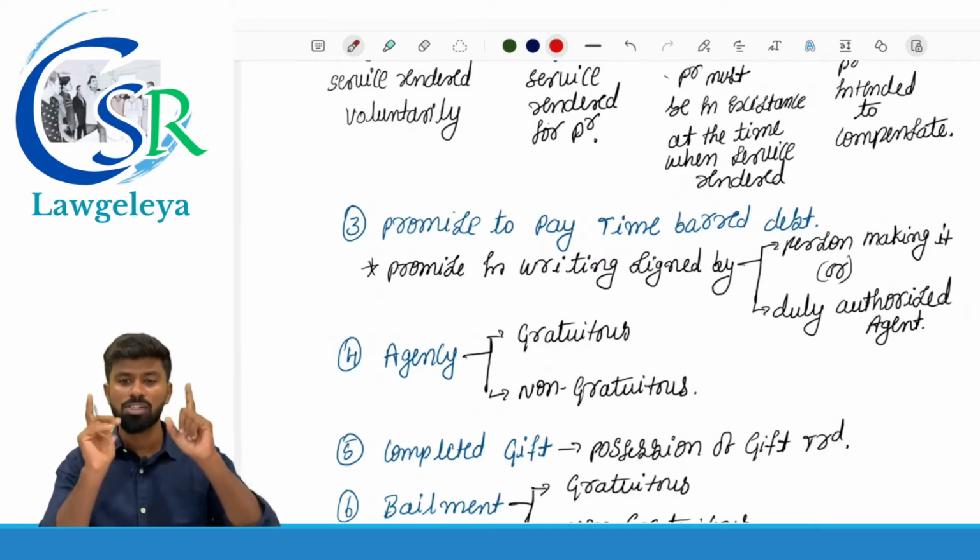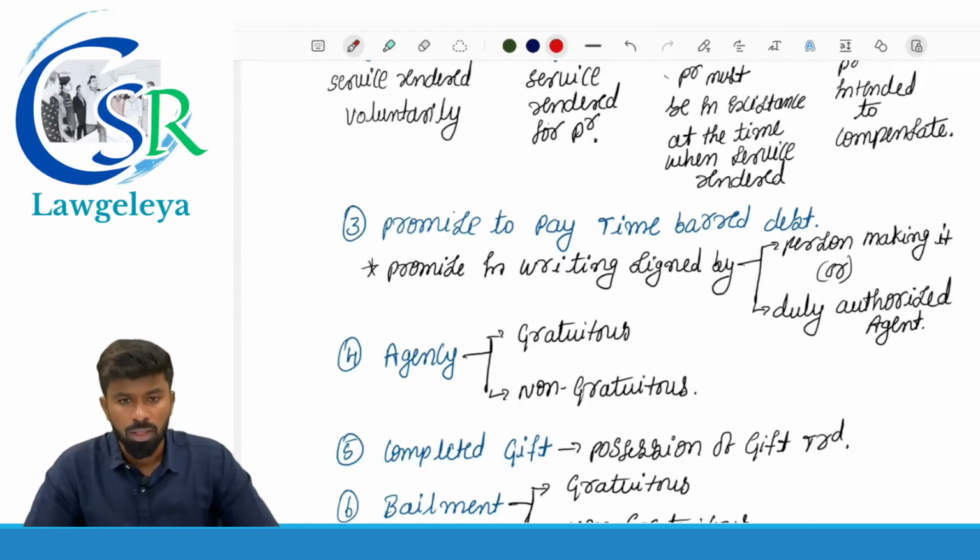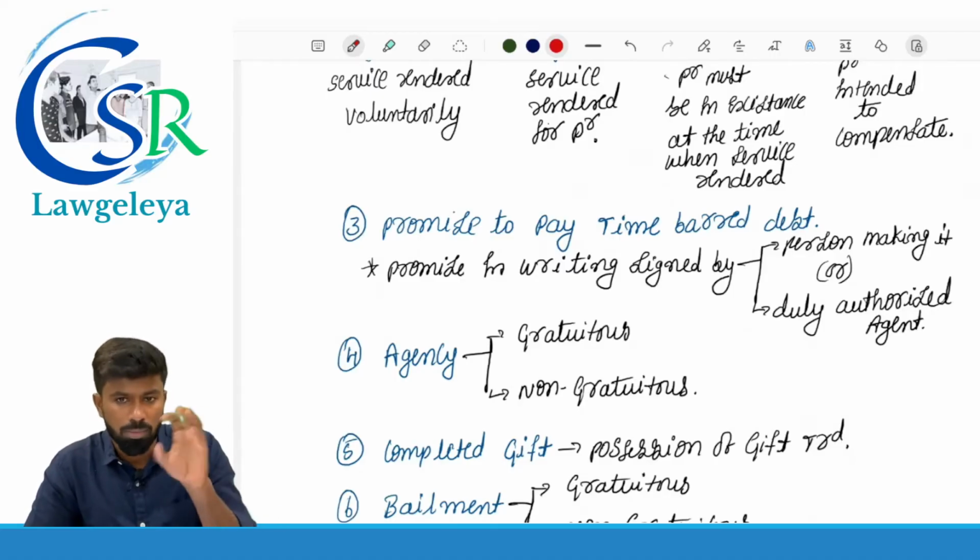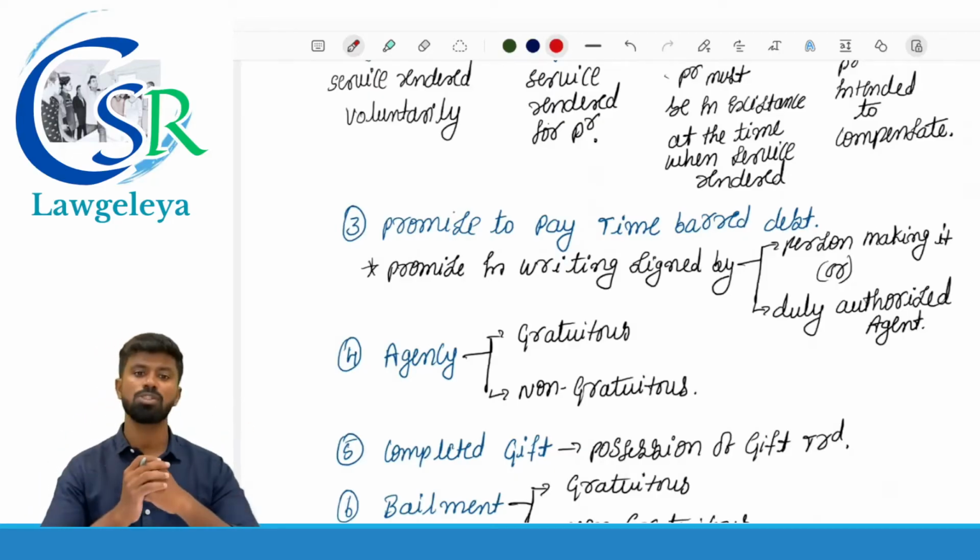Yes, it is valid if it is in what? If it is in written form. A promise in writing signed by the person making it or by duly authorized agent, valid or not valid? Valid even if there is no consideration.